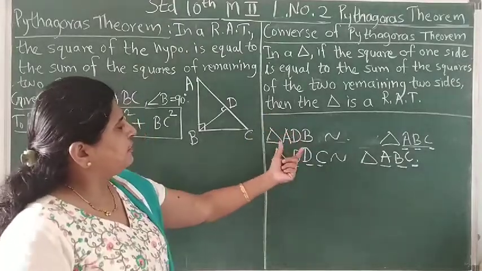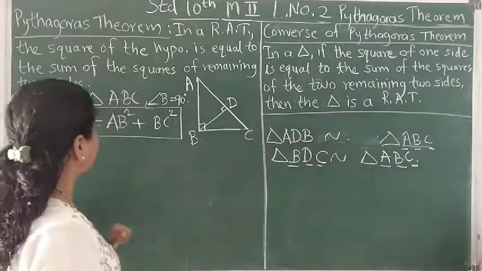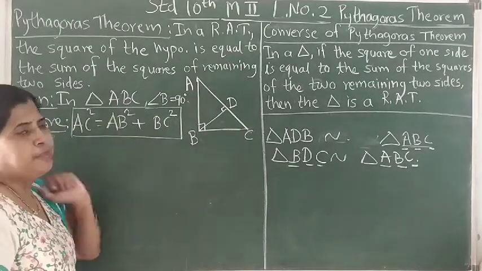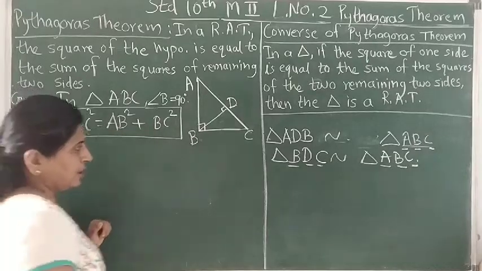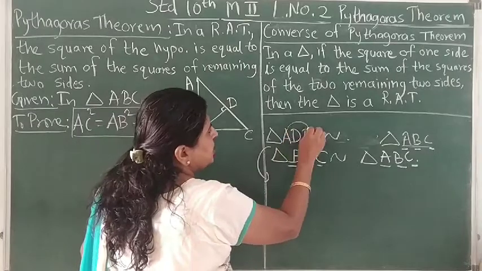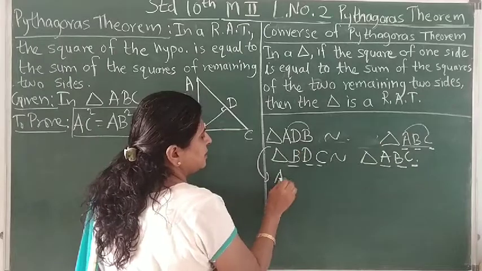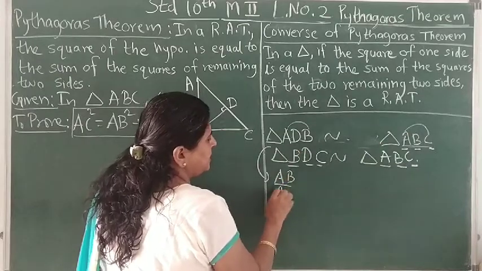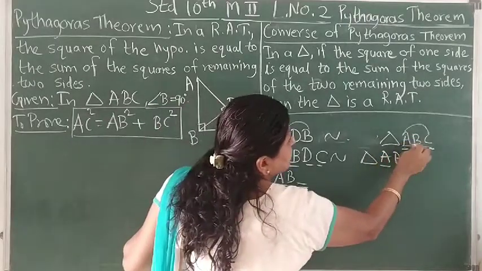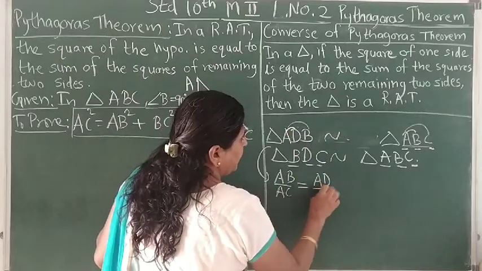Now using this, we can take the corresponding sides. Which corresponding sides will we use? The target is that we want AB square and BC square, because we have to do addition. From this similarity, where is AB? AB is first and third, so here first and third is AC. So we can say that AB upon AC is equal to, where is one more AB? AB is here as first and second, so first and second is AD upon AB.